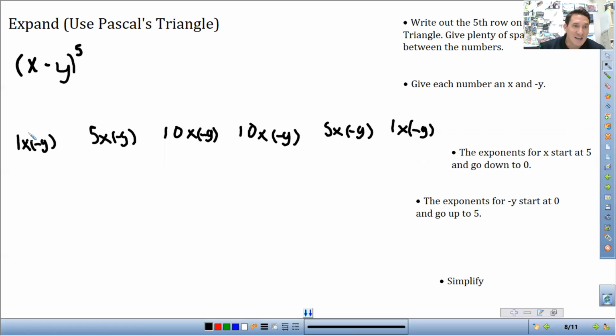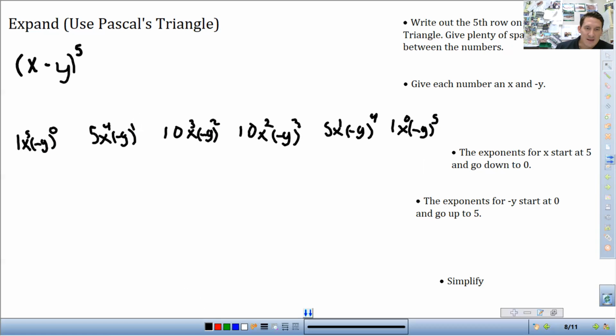So the exponents on the x start at 5 and then go down to 0. So 5, 4, 3, 2, 1, 0. And then the exponents on y go 0, 1, 2, 3, 4, 5. So the only thing that's going to be different about this one is the negative. If it's an even exponent, that's going to make it a positive because negative y times negative y is a positive y squared. So we just need to be careful with that.